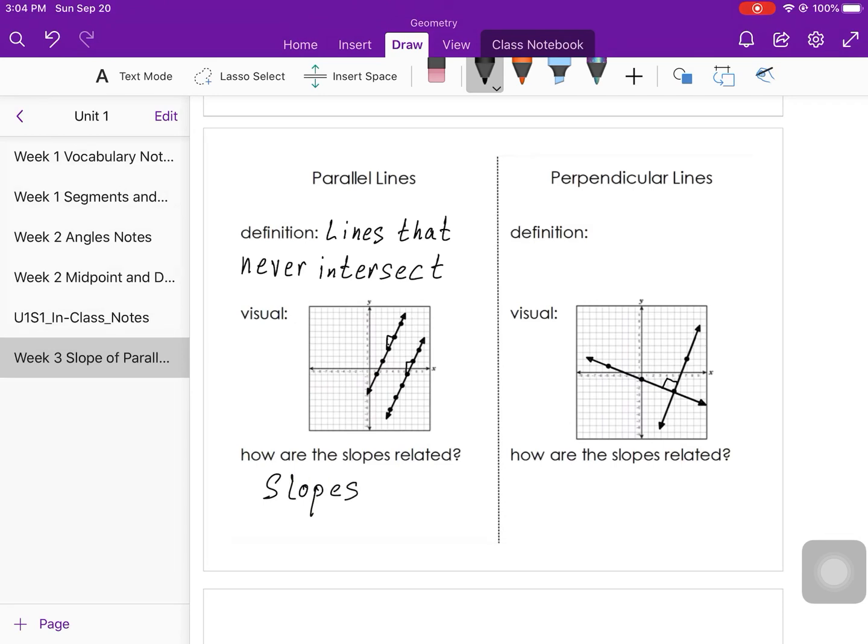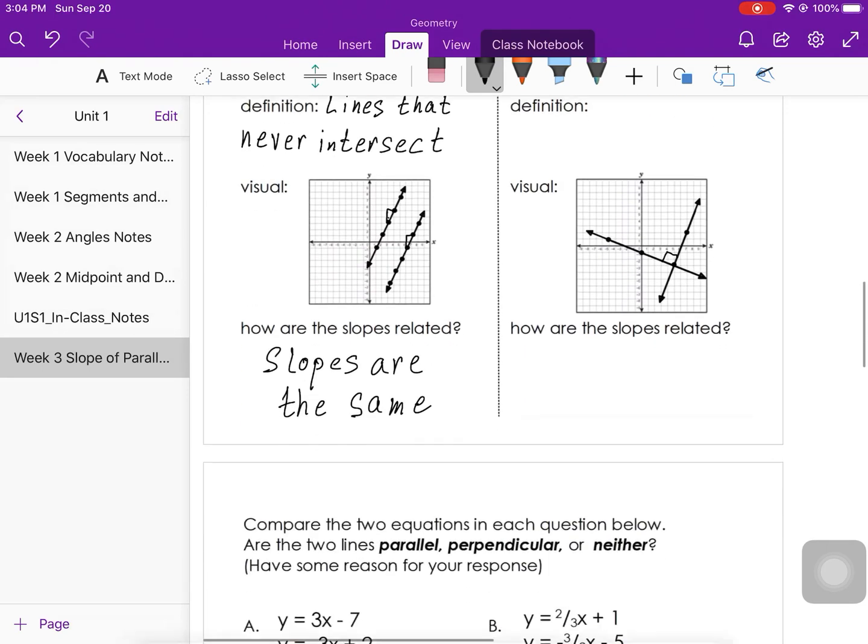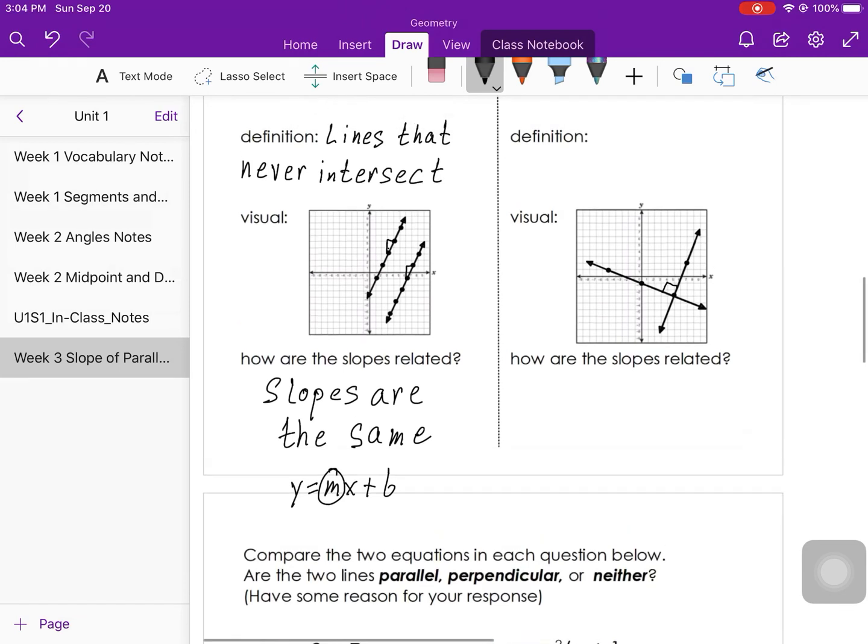That's how we know two lines are parallel without actually looking at them on a coordinate grid or plotting them. Slopes are the same. Now that one's pretty easy to remember. And remember, when we're talking about slope, we are looking at the y equals mx plus b. So the number in front of x, the m value, has to be the same.